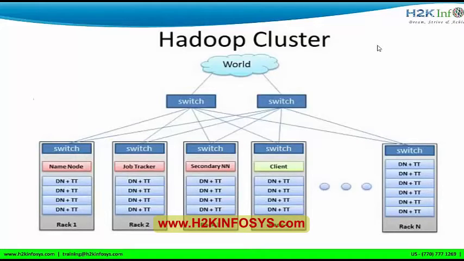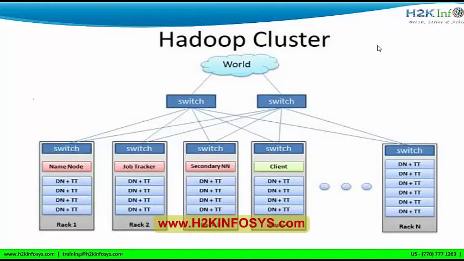The same is the case with rack 2 as well, but rack 2 contains the job tracker. It's okay to maintain the main node and job tracker on the same rack, or it is fine to maintain them independently on different racks. It's up to the admin how he is going to set up this particular cluster. And if you take rack 3, you see a secondary name node and several data nodes plus task trackers.